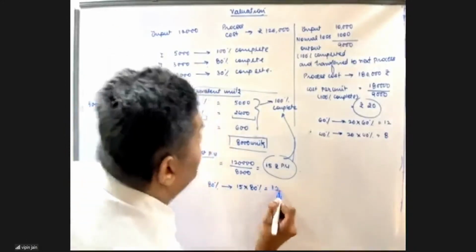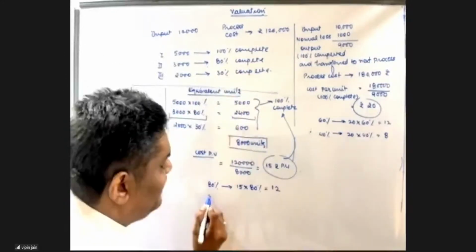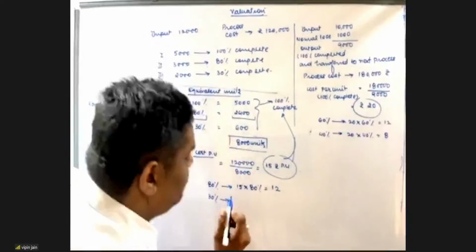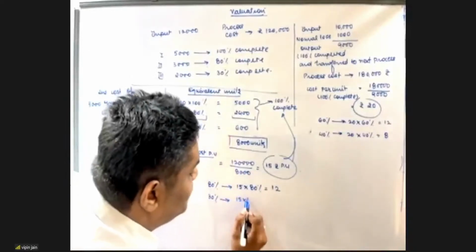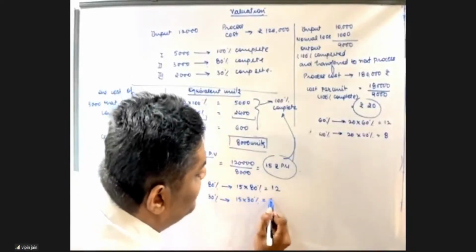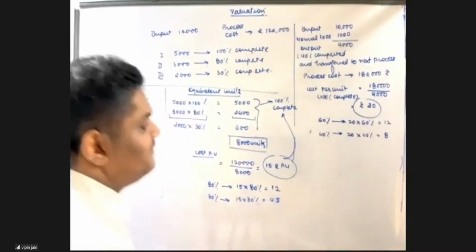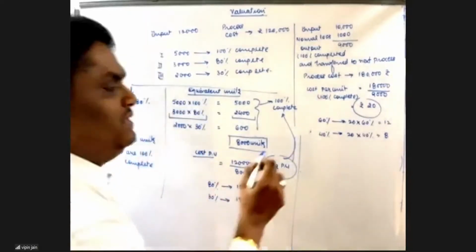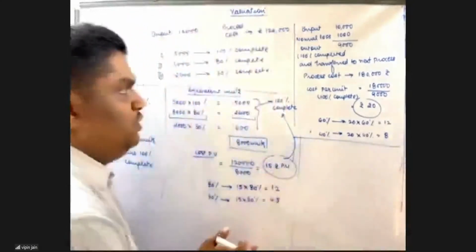12 rupees. Again, for the third category, the cost of 100% completed units is how much? 15. So how much will be the cost of 30% completed unit? 4.5. If you guys have any doubts in this part, you guys can please post your query.